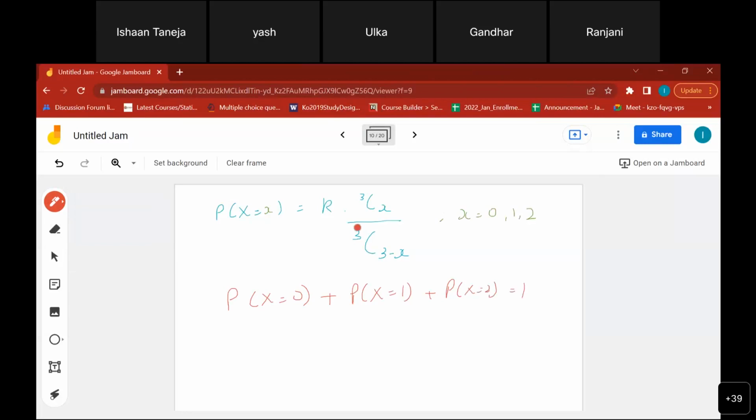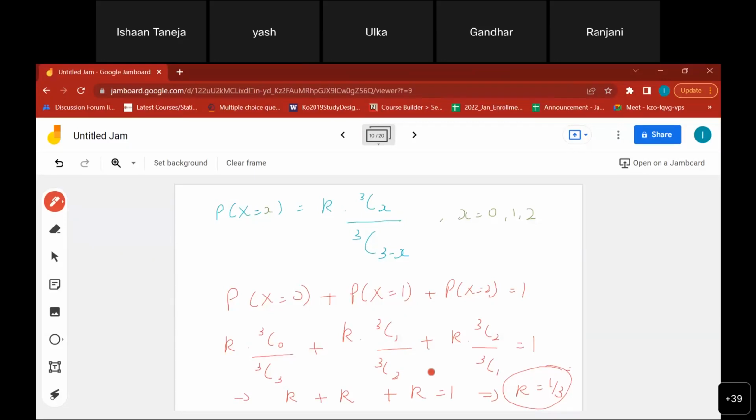So if X equals 0, it would be K into 3C0 upon 3C3. X equals 1 would be K times 3C1 upon 3C2, plus K into 3C2 upon 3C1, right? So the first term would be only K, since 3C0 is 1 and 3C3 is 1. The next term would be again 1, and the next again would be only K, right? So K is 1 over 3.